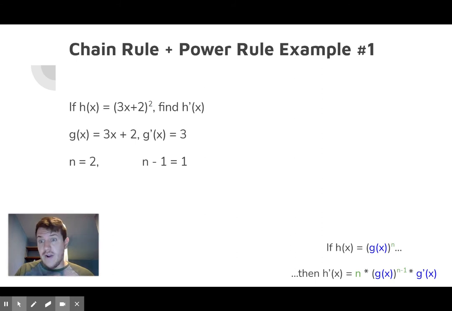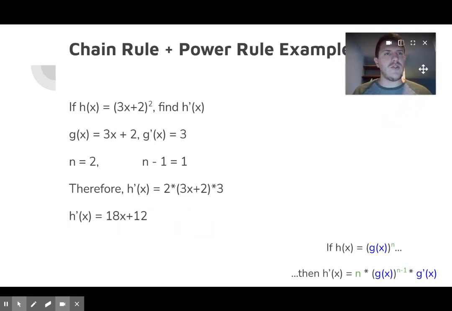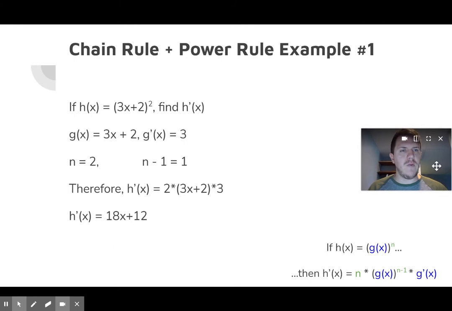Now, I know that we're raising it to the second power, so that means that the power that I'm going to have left over is just going to be 1, so I don't really need an exponent anymore. So bringing that all together, we get h prime of x is equal to 2 times (3x plus 2) times 3. Multiplying all those together, we get h prime of x is equal to 18x plus 12. Not too bad. Okay, let's take a look at another example.